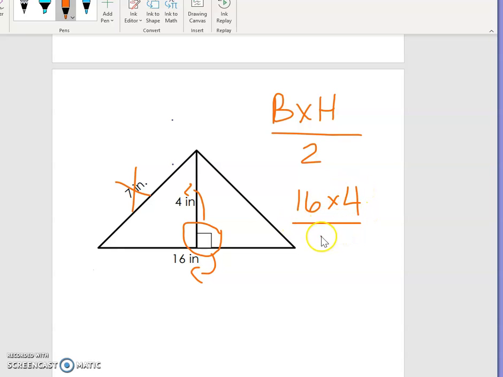Again, I'm going to remember, because it's a triangle at the end, to divide by 2. So I'm going to do 16 times 4, and then divide that by 2, and I will get my final answer of 32. And that's using a formula to find area of a triangle.